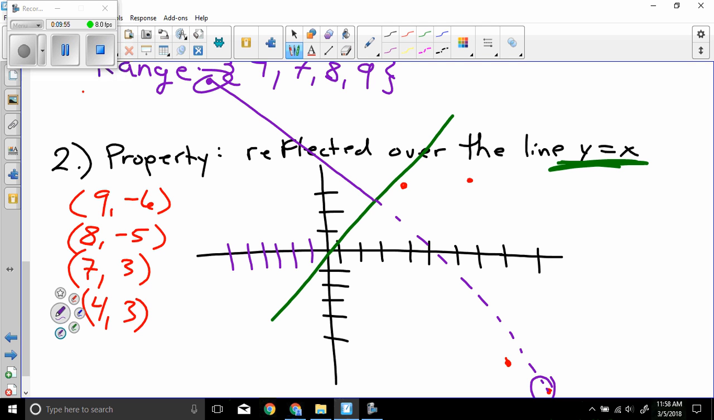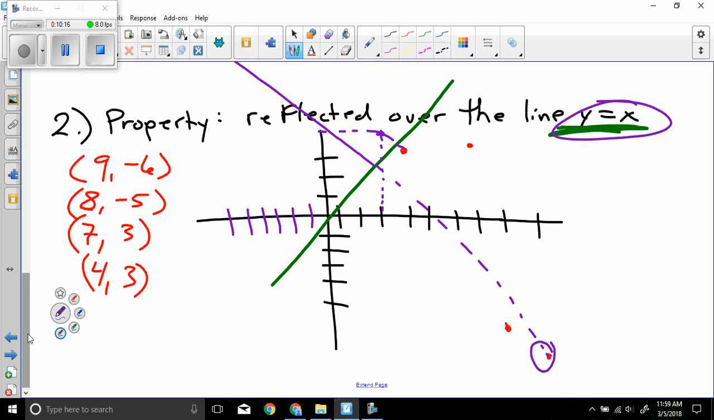Okay, let's try another. This 4, 3 was 3, 4. Okay, so this point here, if I ran right to here, then that same distance that I run over this way should give me the next point. Well, that's at 3, 4. And that's what it means by reflection over the y equals x line. I'm not going to continue the whole example. That should be pretty clear.